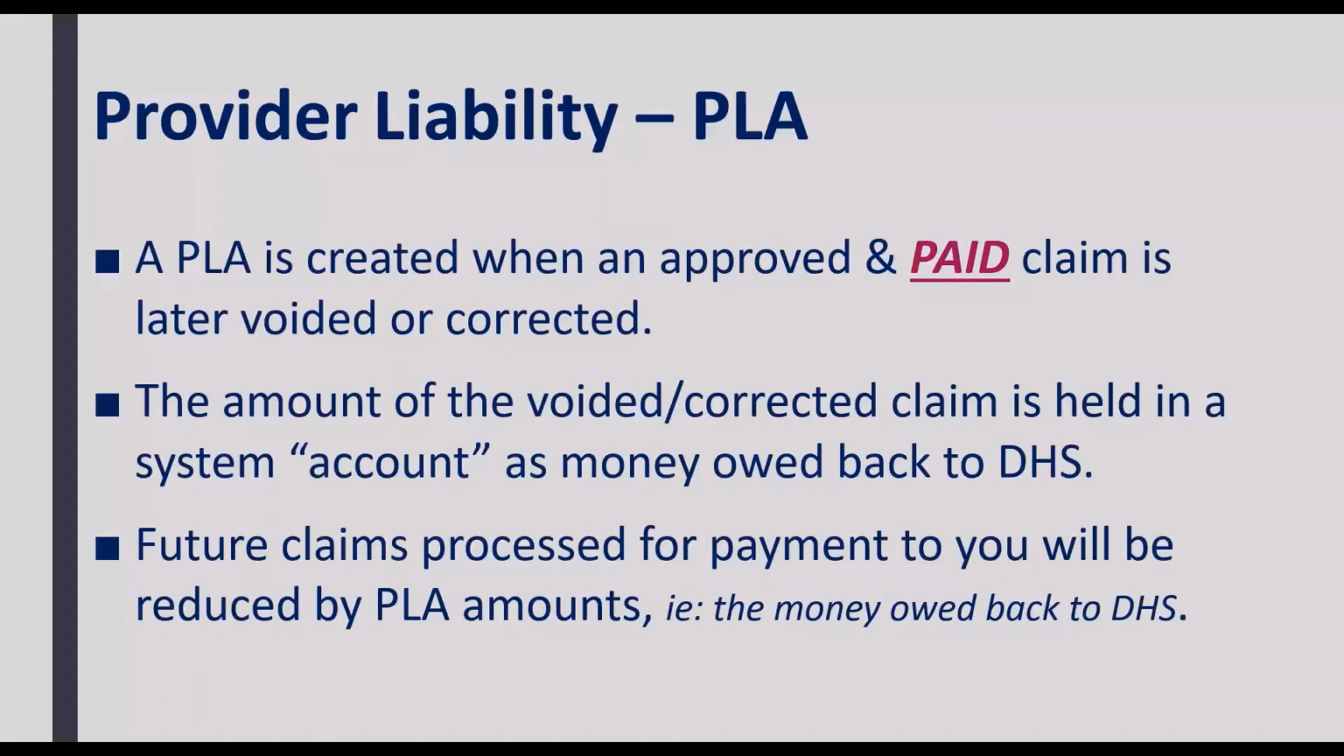It's already been approved, you've already been paid, you've received the money, but then somewhere several months down the line, oops, we needed to fix something on that. The amount of that voided or corrected claim is held in a system account as money owed back to DHS or ODHS, Oregon DHS. And then your future claims that are processed for payment back to you will be reduced by those PLA amounts that you owe us back.